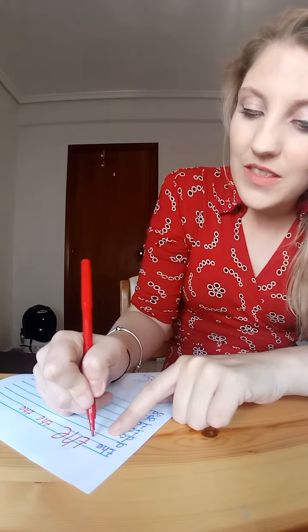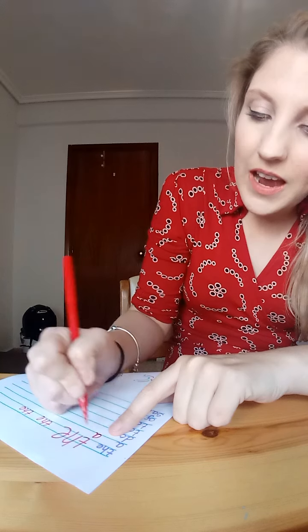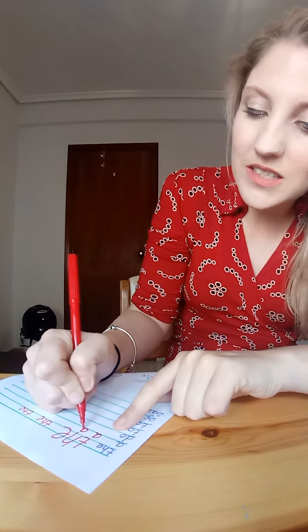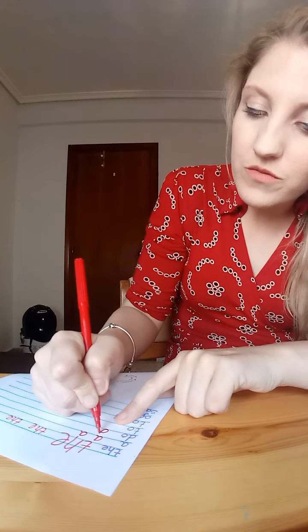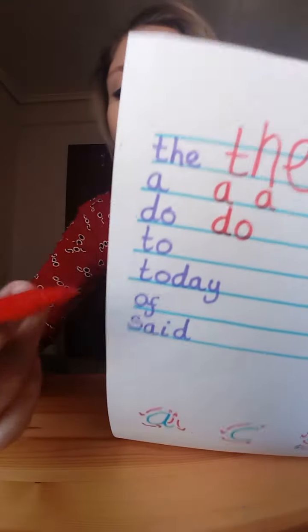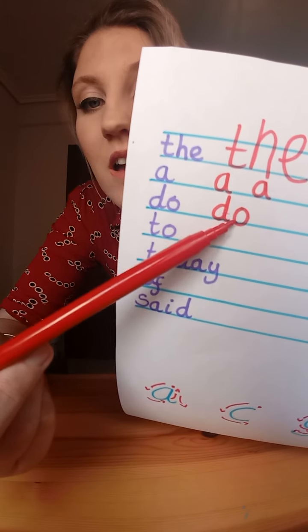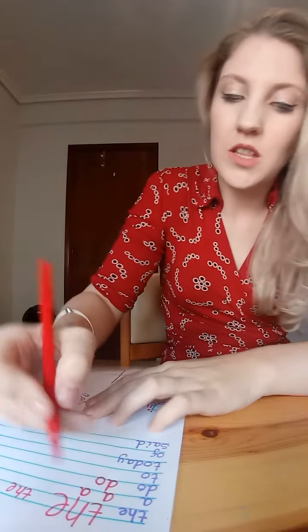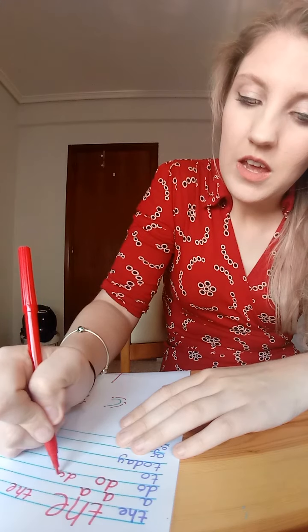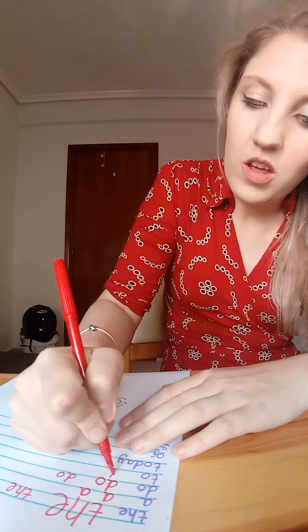Okay, so here I have my A. I'm starting at the top and I'm staying on those lines. Same with do. Do you see here how the round part, it's the same size as the O? I'm going to do that 2 times. And then my T.